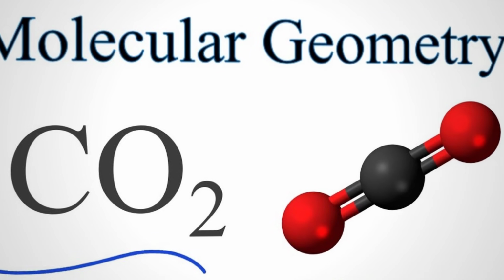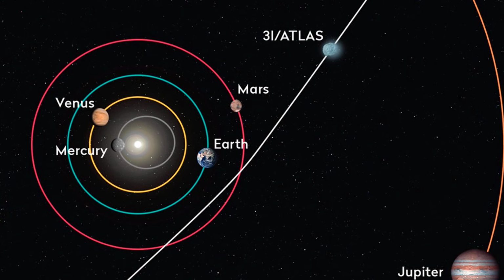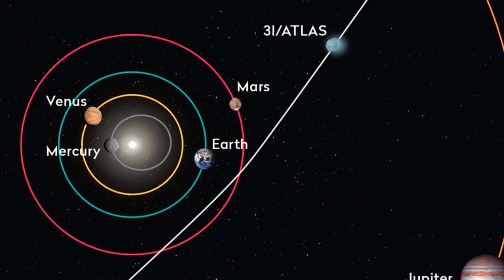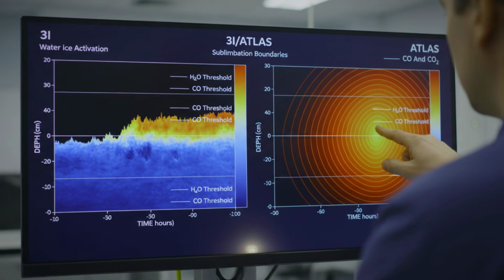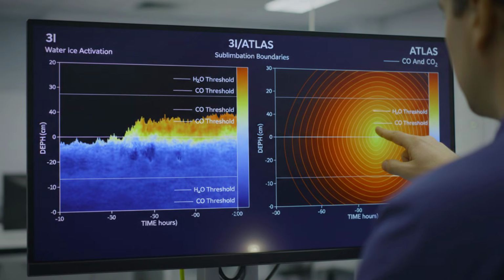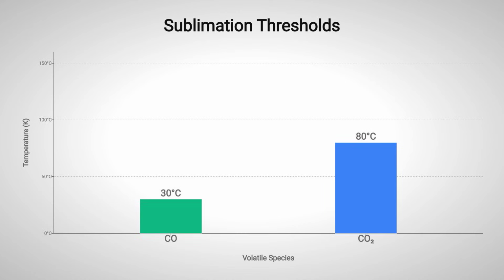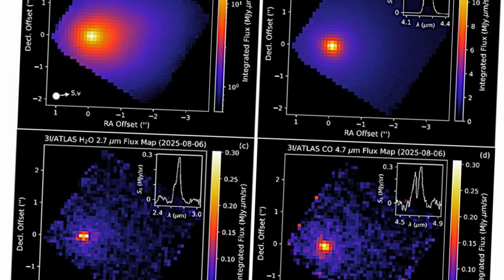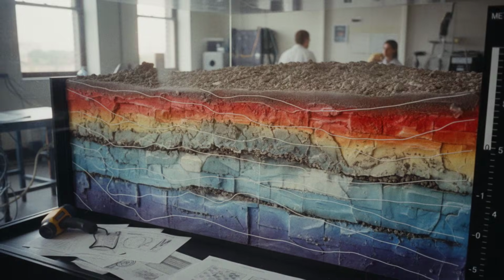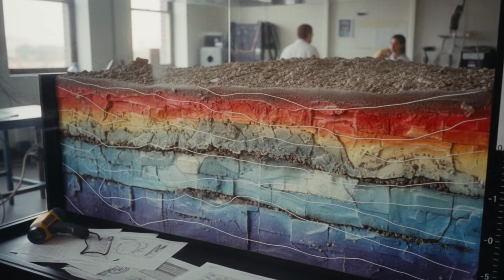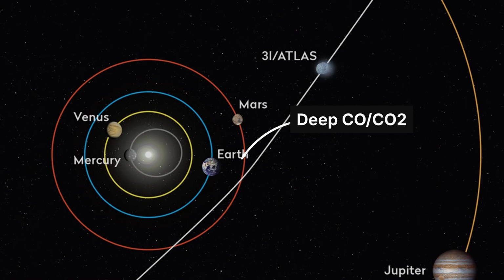Carbon monoxide and carbon dioxide become the main drivers of activity as the interstellar object 3I Atlas approaches the inner solar system. Unlike water ice, these carbon-bearing volatiles begin to sublimate at much lower temperatures, with carbon monoxide near 30 Kelvin and carbon dioxide around 80 Kelvin. Thermal models show that their sublimation fronts are not confined to the uppermost surface. Instead, these boundaries can extend meters below, especially during the months after the object crosses the solar system ice line.